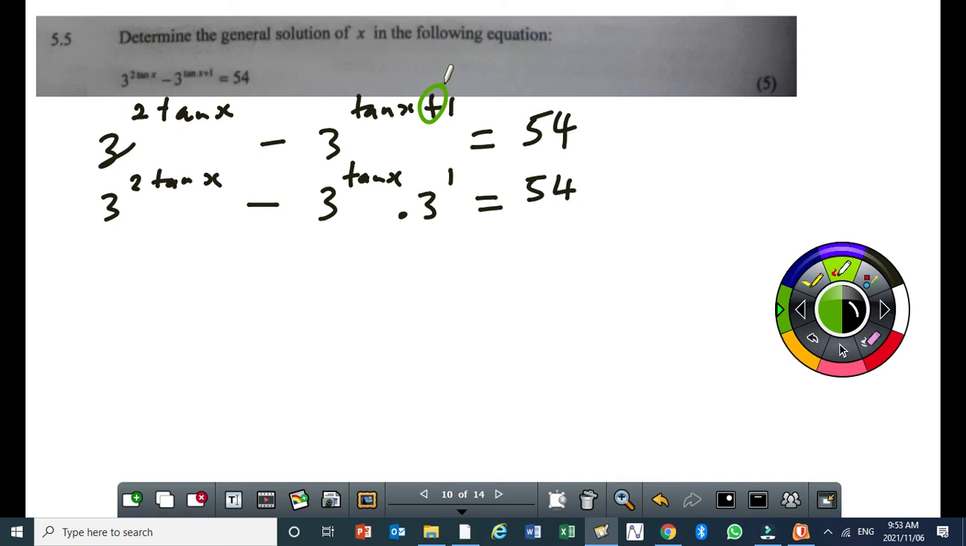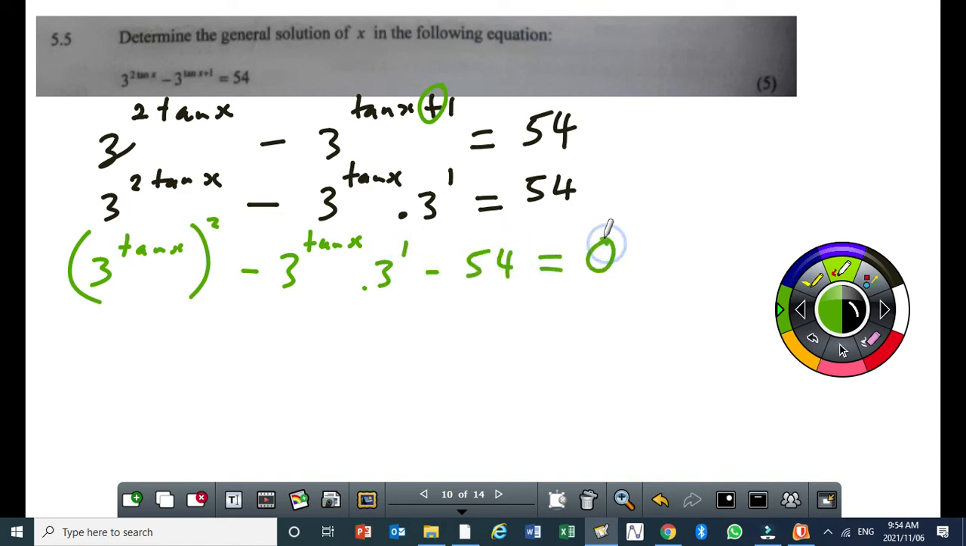Are you following that? I used law 1. Then from there, you can see that we can break it up again. There's this tan here. We can write 3 to the power of 2 tan x as 3 to the power of tan x, squared, because the 2 times tan x gives you 2 tan x. Minus 3 to the power of tan x times 3 to the power of 1. Then you bring that 54 over and you get 0.